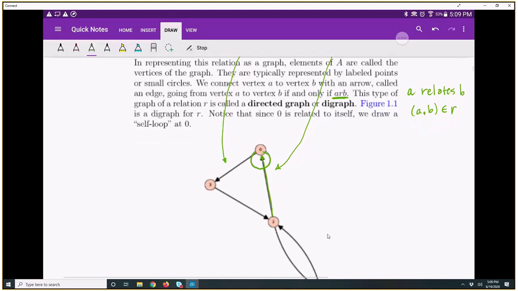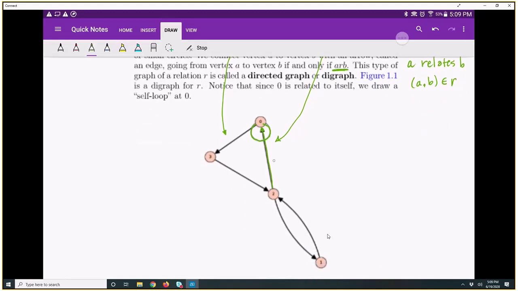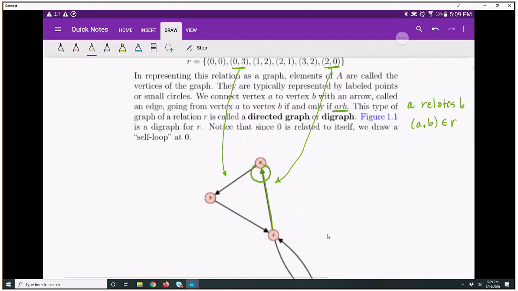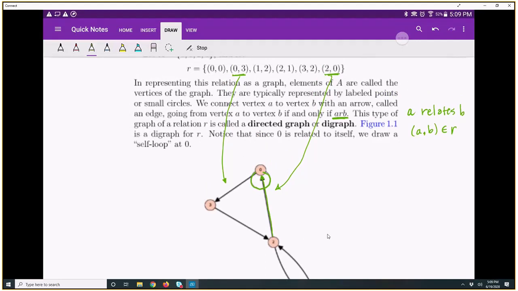So if we go through the edges in the graph, we'll see that for each ordered pair we have exactly one edge, like we have an edge initiating at 1 and terminating at 2, and an edge initiating at 2 and terminating at 1. So those are the ordered pairs (1, 2) and (2, 1), respectively.